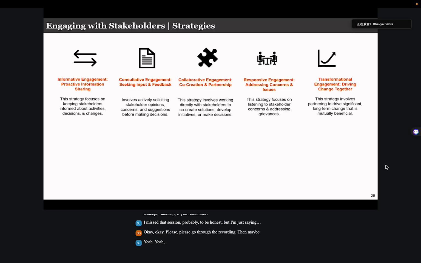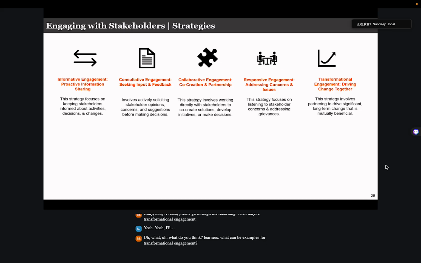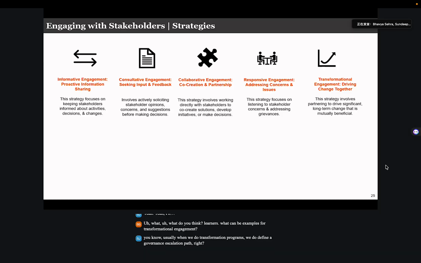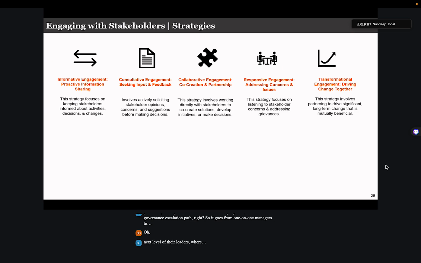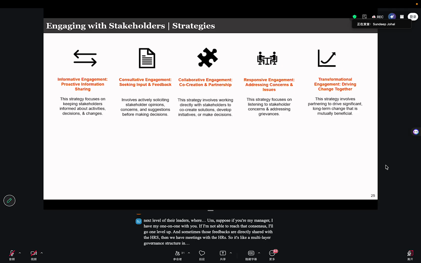Then maybe transformational engagement. What do you think, learners? What can be examples for transformational engagement? Usually when we do transformation programs, we define a governance escalation path, right? It goes from one-on-one with managers to the next level of leaders. If you're my manager and I have my one-on-one with you, if I'm not able to reach consensus, I'll go one level up. Sometimes those feedbacks are directly shared with the HRs, then we have meetings with the HRs. So it's like a multi-layer governance structure in place to address concerns.